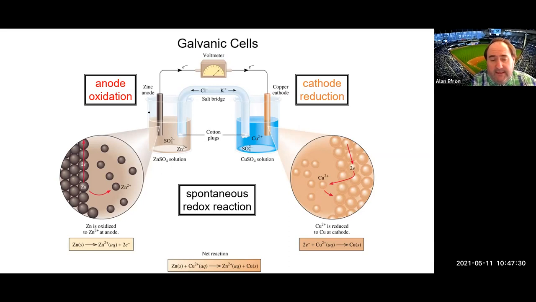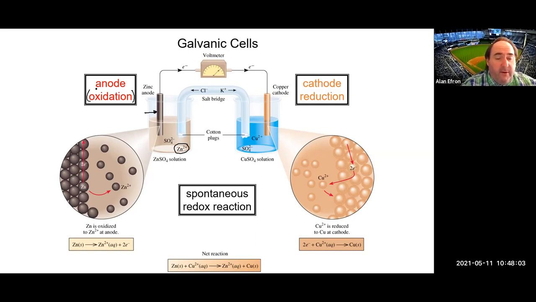On the left-hand side in this picture, we have a solid electrode, in this case made up of zinc metal. It is sitting in a solution that has zinc ions in it, and that is the typical way you set up a galvanic cell. We have a solid electrode that sits in a solution that contains the same ion. And this particular side is what is known as the anode compartment. And on the anode side, oxidation occurs.